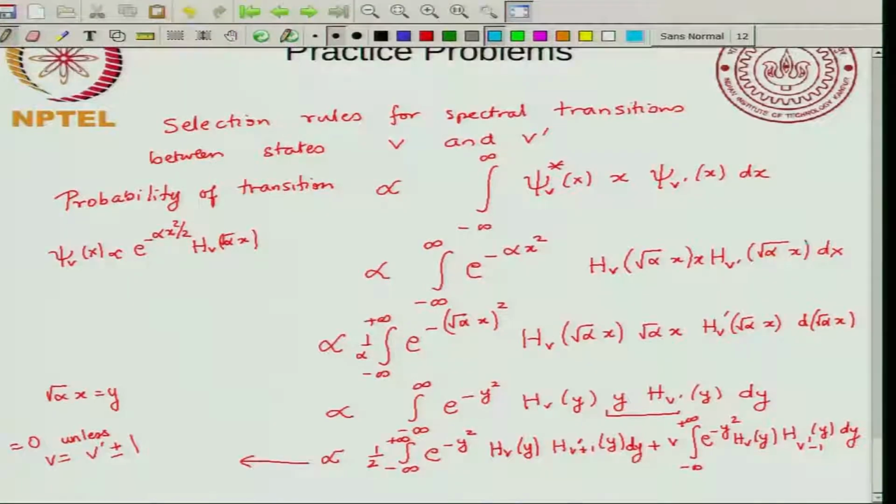So I will conclude module 7 here. In the next week we will do some more power series method, a little more advanced power series method, which is called the Frobenius method. Thank you.